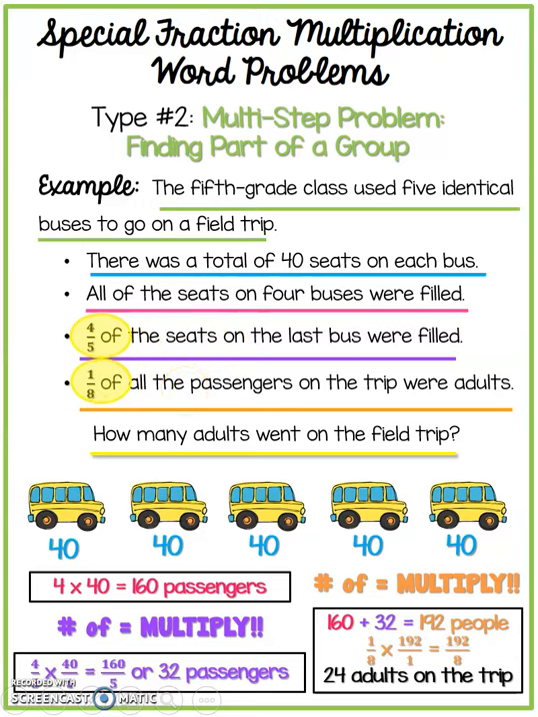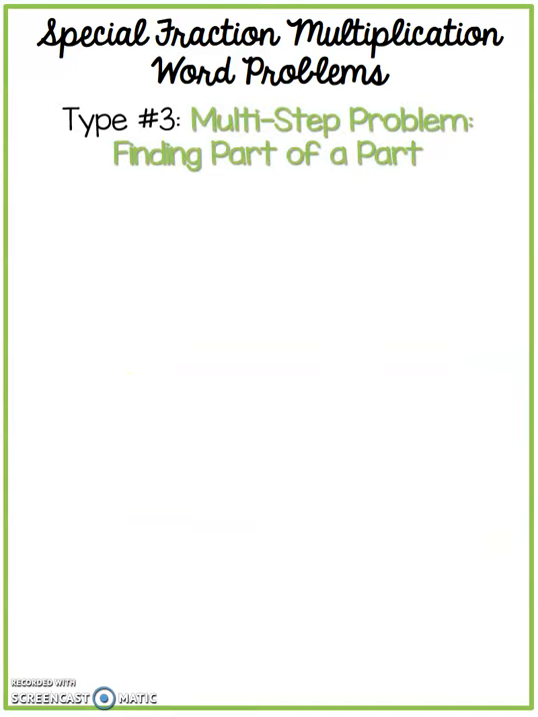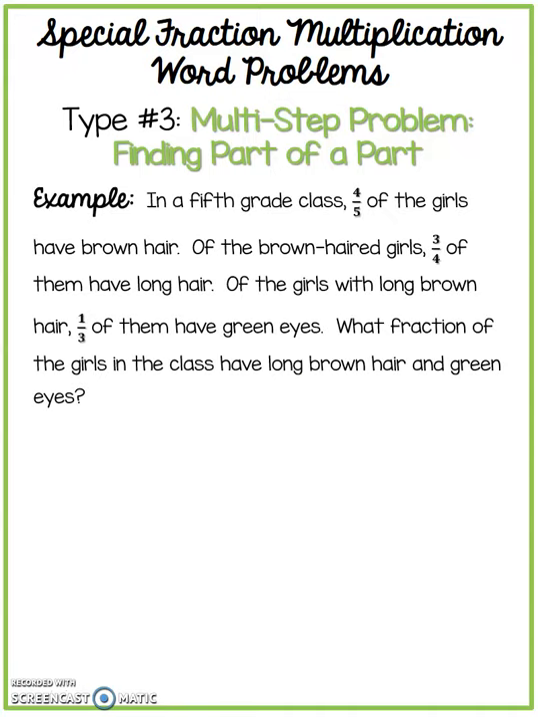Let's take a look at the last special type of word problem because this is also going to use that fraction of combination. And this third type is when we're using a multi-step problem that is finding a part of a part. So that might look something like this.